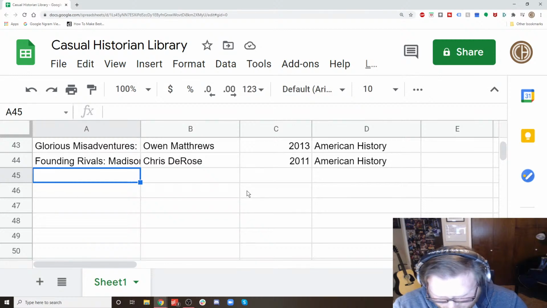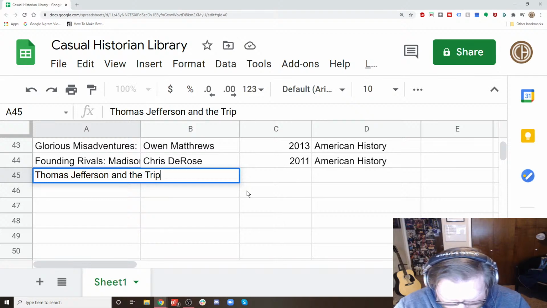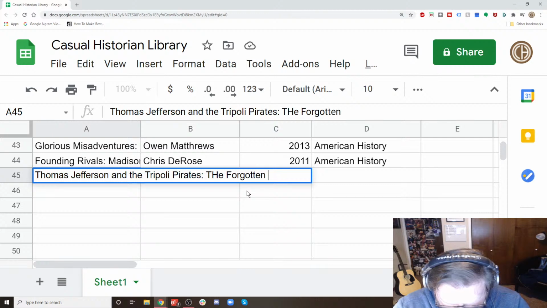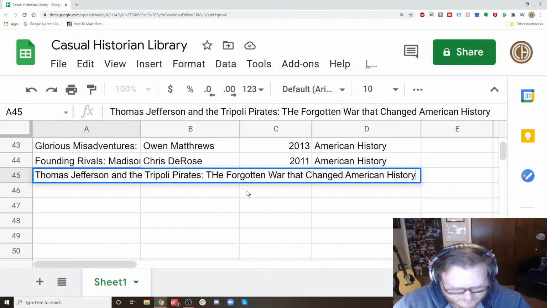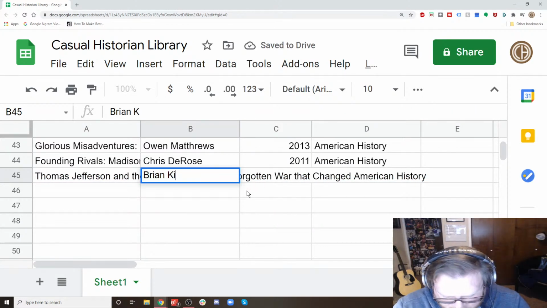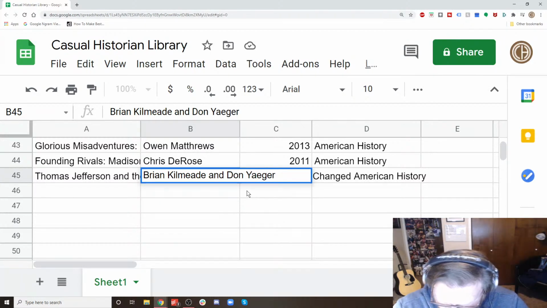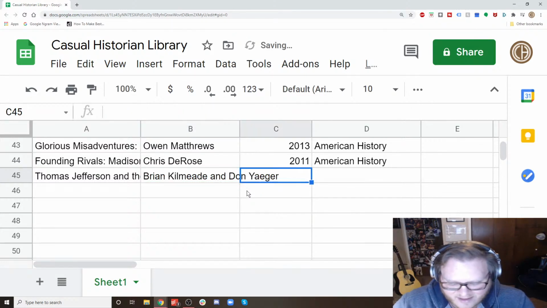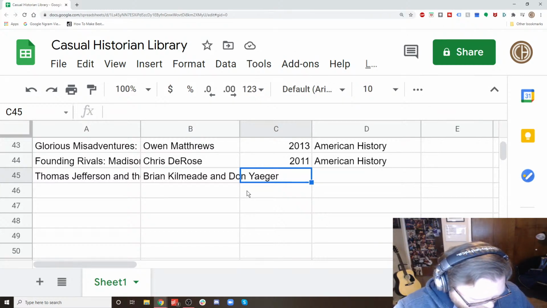Let's see. And this one, Thomas Jefferson and the Tripoli Pirates: The Forgotten War That Changed American History by Brian Kilmeade and Don Yeager. Yeah, this is the same author who wrote George Washington's Secret Six. In fact, I think this copy is autographed. I bought it at Barnes & Noble years ago, and I believe, yep, it's an autographed copy.